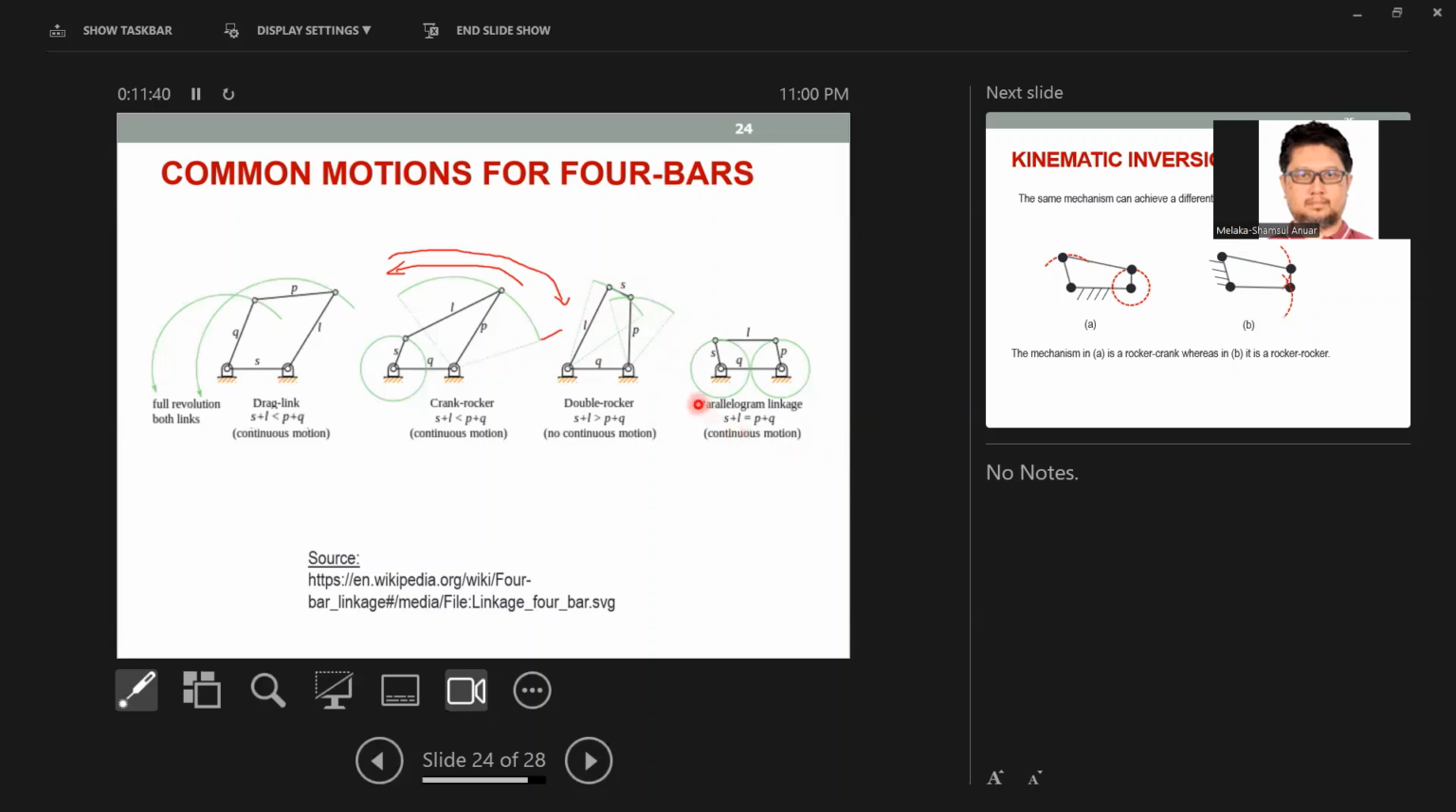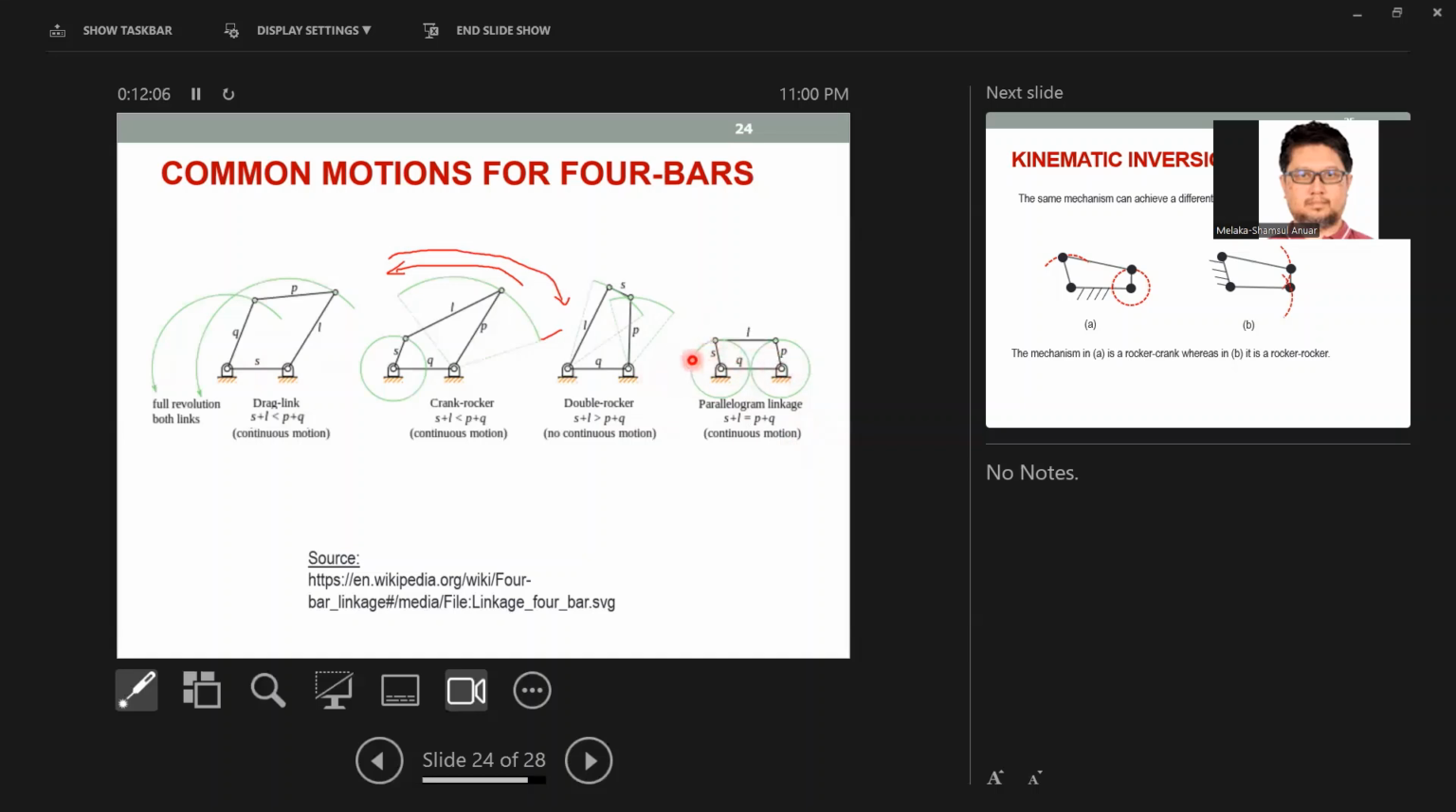And the last one is a parallelogram, where S and P are the same length and Q and L are the same length. So there is a lot of parallel situation here. In this case, we have at least two links, just like before, and the two links here will be rotating in the same manner.